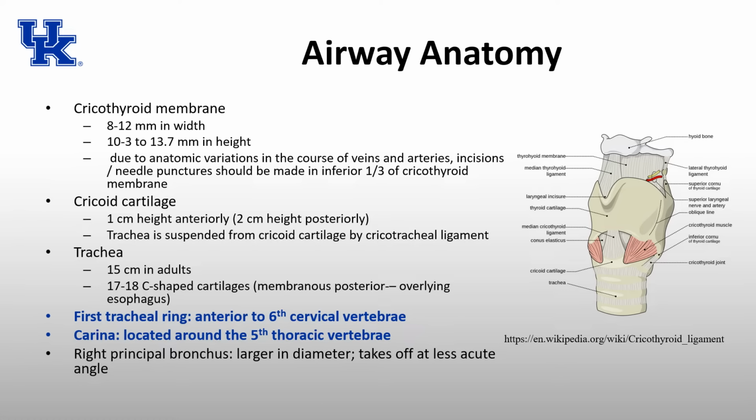These cartilaginous rings that started at the cricoid cartilage and continued through the trachea actually continue and support the first 7 generations of the bronchi. So there's a fair amount of cartilaginous support within the trachea and the first 7 generations of bronchi.